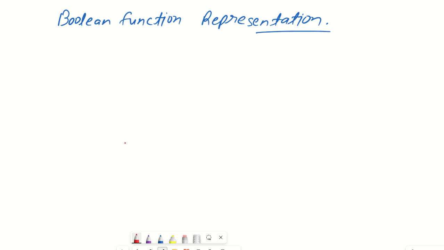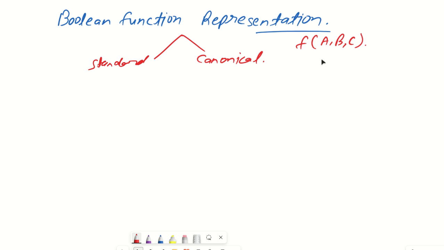As you can see, we have Boolean function representations. There are two possibilities: either it can be represented in a standard form, or it can be represented in canonical form. Let us say my function is of A, B, C. Any Boolean function or logic function is of variables A, B, C. If all the terms have all the variables A, B, C, then it is called canonical form, and if it is in minimized form, that is called a standard form, right?